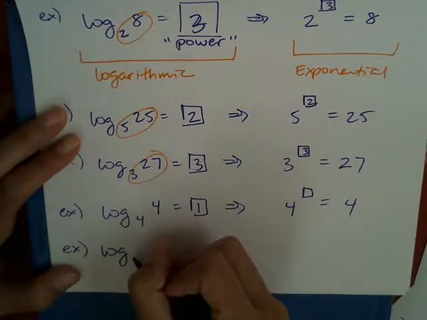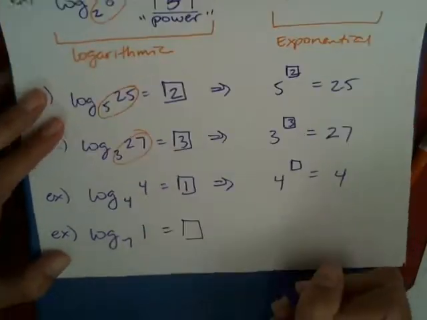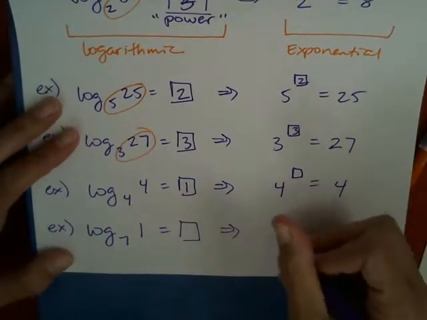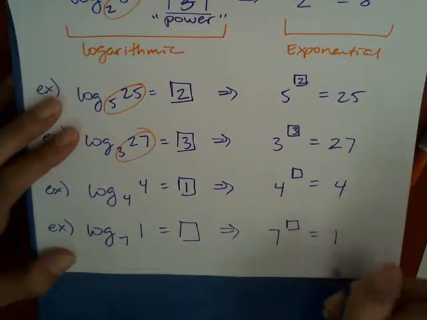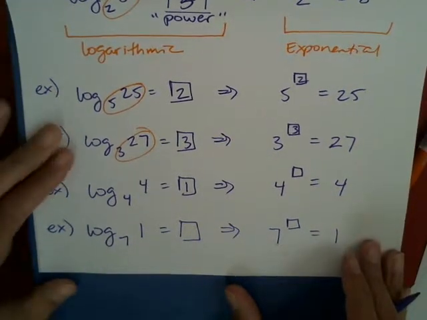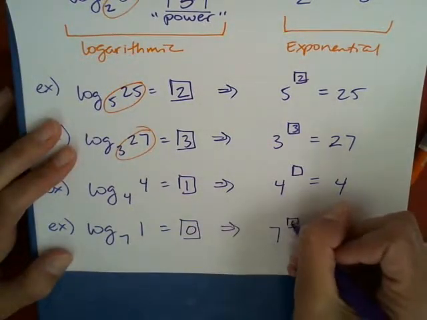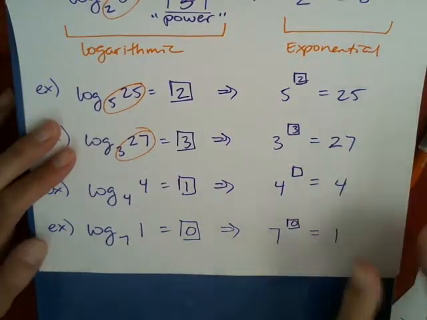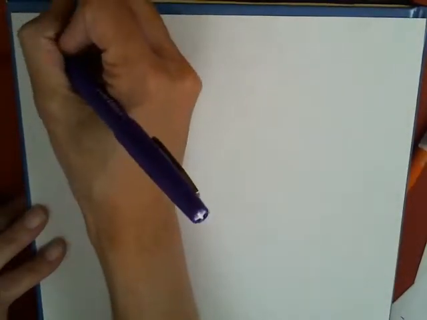Log base, I don't know, 7 of 1 equals what? Okay, again, logarithm is looking for a power. So 7 to what power equals 1? This is one of our properties from exponents. We need a 0 for that. 7 to the 0th power. 7 to the 0 equals 1. So the answer to that logarithm is 0. Okay, well, we've dealt with a lot of different kinds of exponents, which means I can keep going.